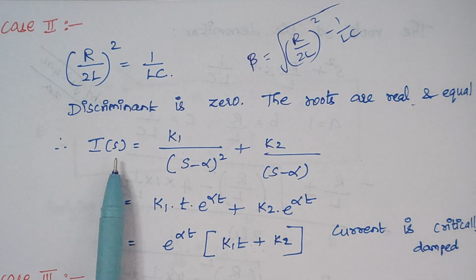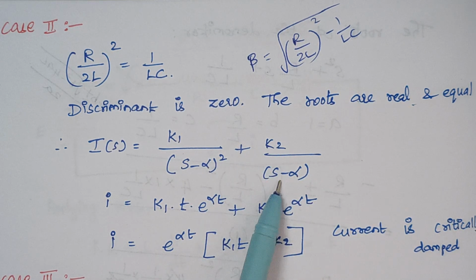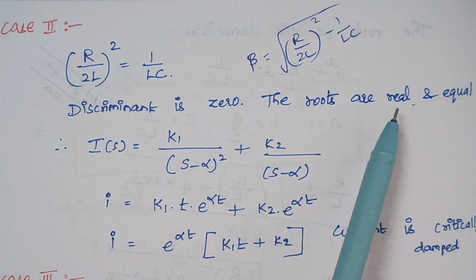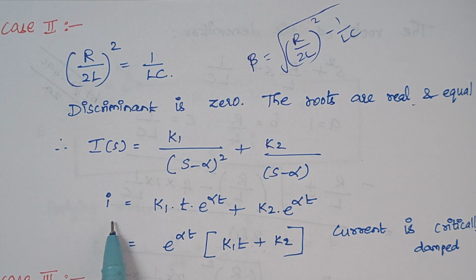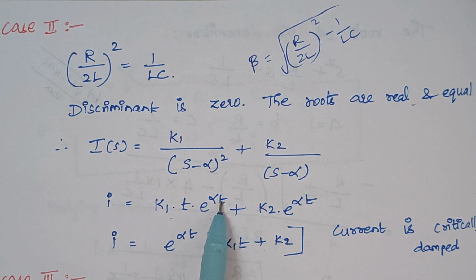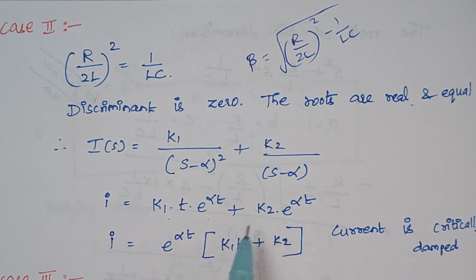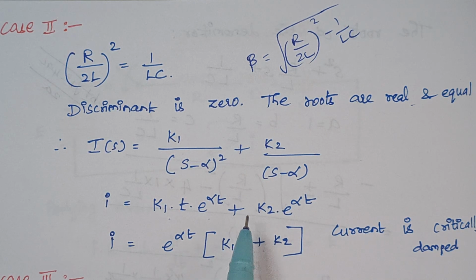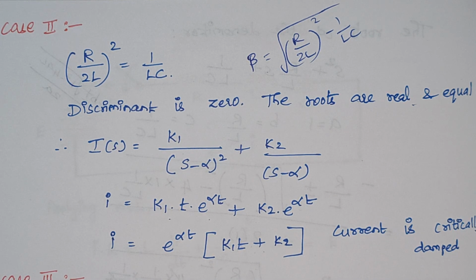You see here the value of I of s is written as k1 by (s minus alpha) whole square plus k2 by (s minus alpha), because here the roots are real and equal. Again, once you solve this expression, the value of I is given as k1 into t into e to the power alpha t, and here k2 into e to the power alpha t. Again here e to the power alpha t term is common, so just take it outside. So here the thing is (k1 t plus k2). So the current in this case is said to be critically damped.